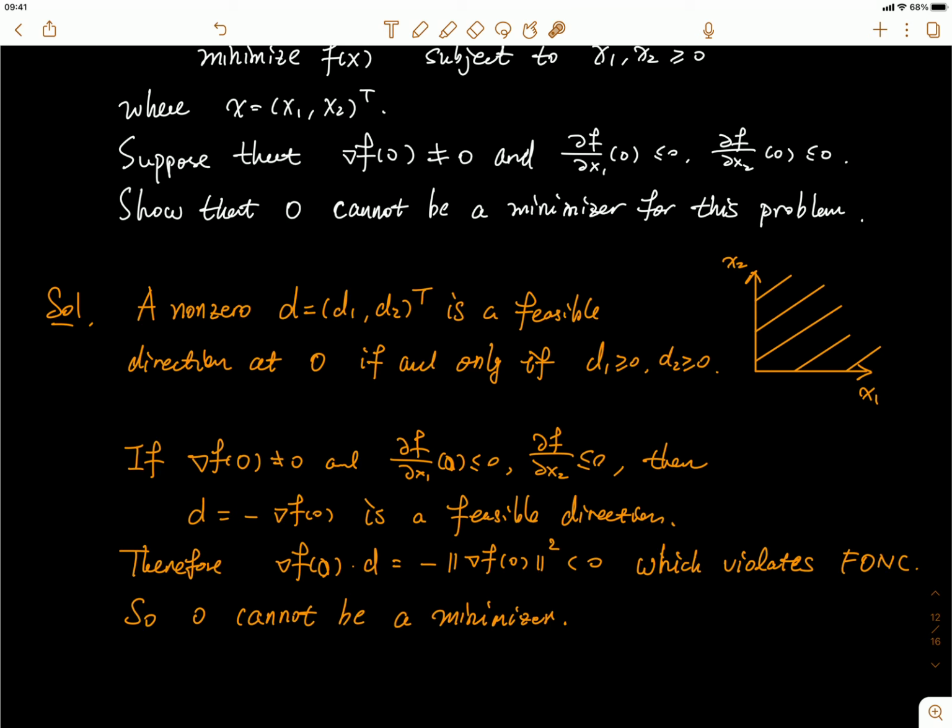And this will violate the first order necessary condition. So by choosing d to be the negative gradient of f at 0, we show that the directional derivative of f along direction d will be a negative value, and that means 0 cannot be a minimizer since the first order necessary condition is violated.